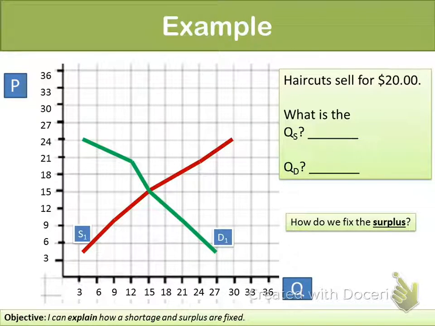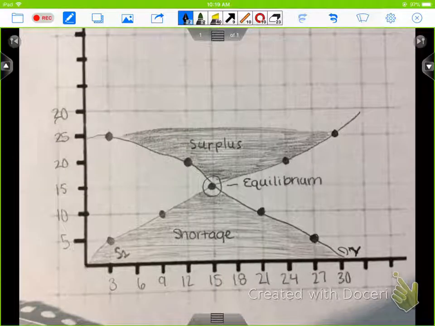And your do now might look something like this from one of your classmates. There you go. So you should have something like this. So it's easy to study from. You've got your supply and demand curves, you've got the point where they intersect, which is equilibrium, you've got your surplus and your shortages.